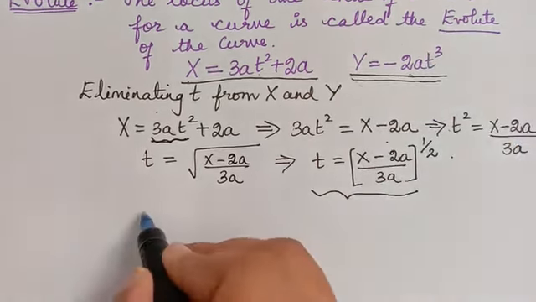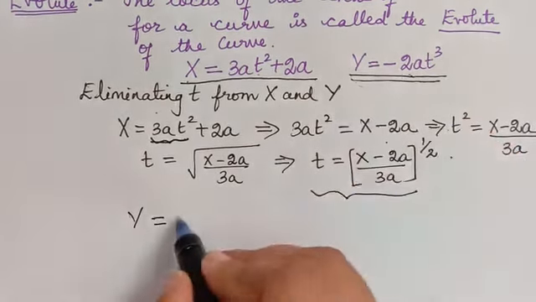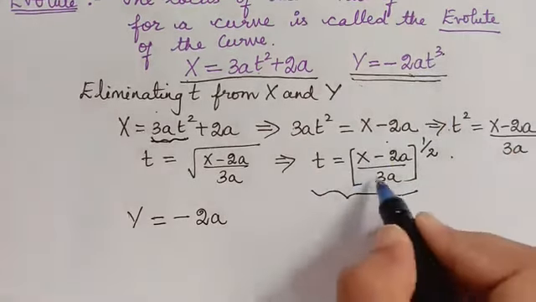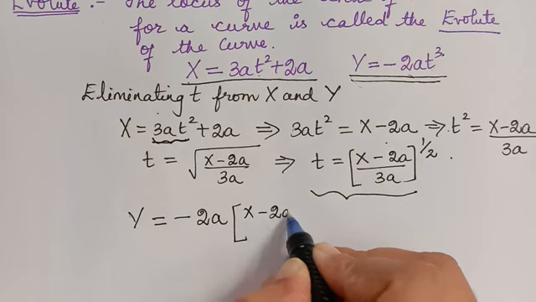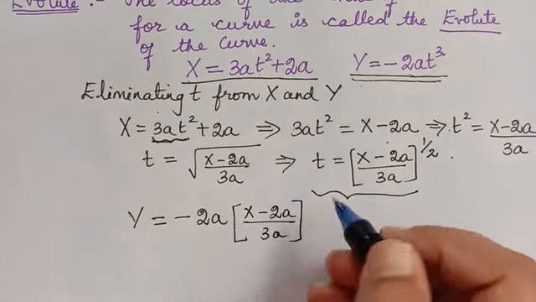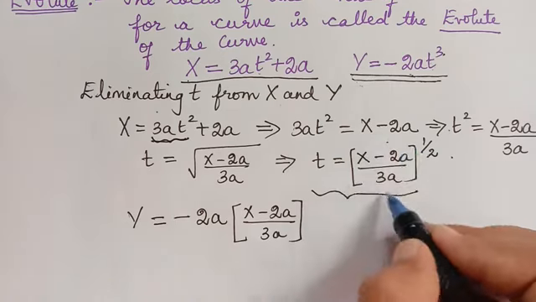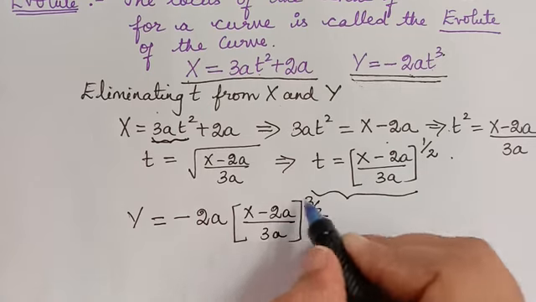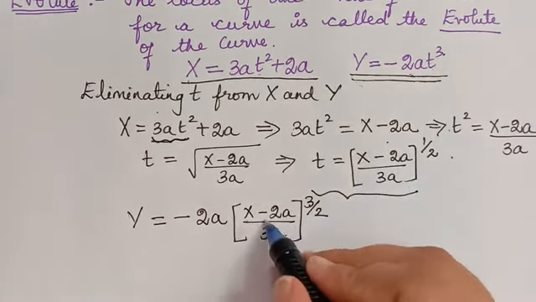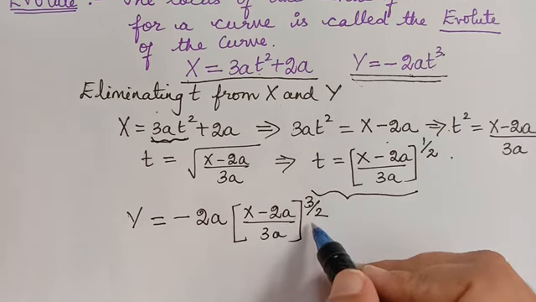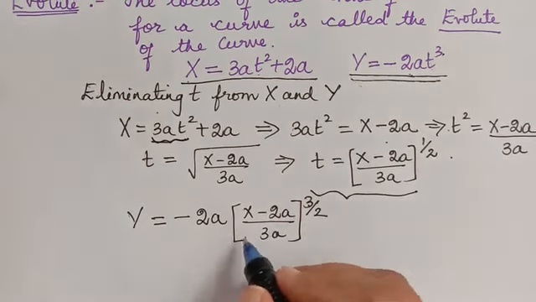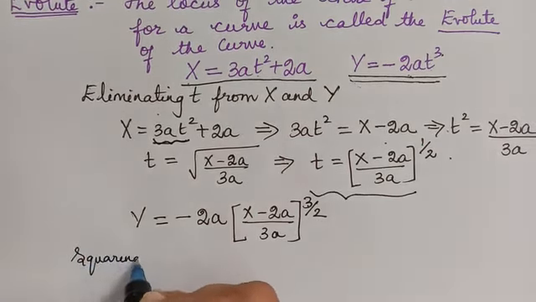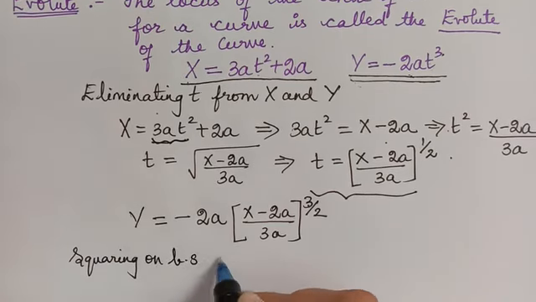So y will be equal to negative 2at cube. Here t is x minus 2a divided by 3a, already to the power 1 by 2. Now we have to take the cube of this, so the power will become 3 by 2. It will be x minus 2a by 3a to the power 3 by 2. Now we want to get rid of this square root, that is this power 1 by 2. For that we will square on both the sides. So squaring on both the sides, what do we get?